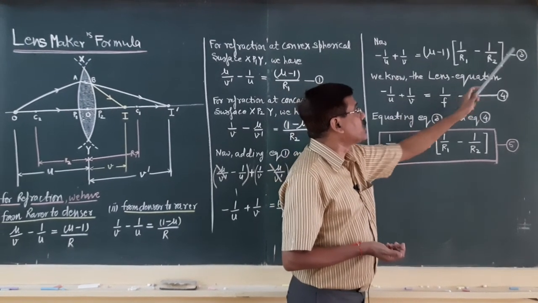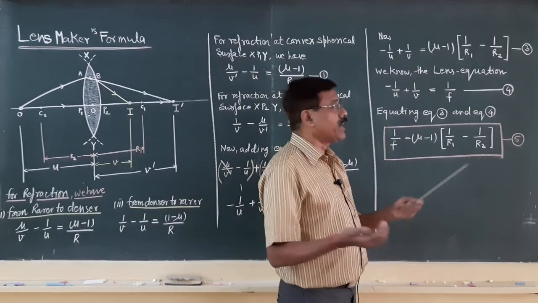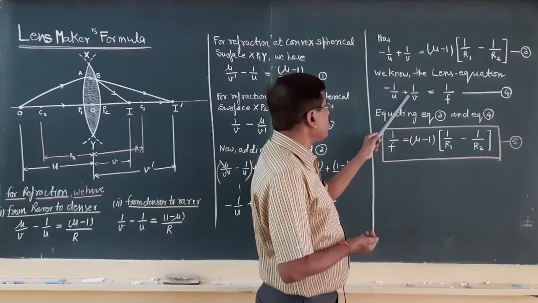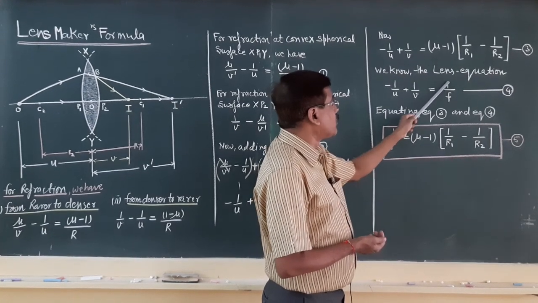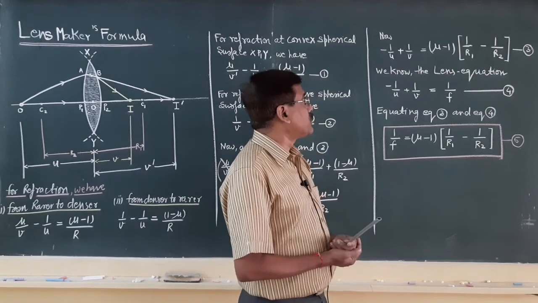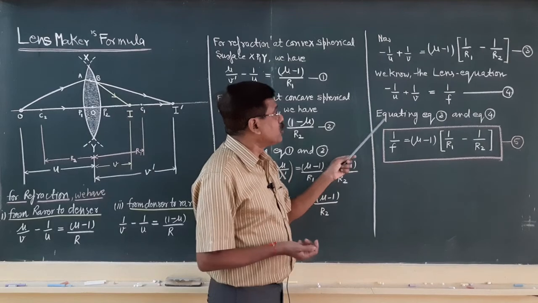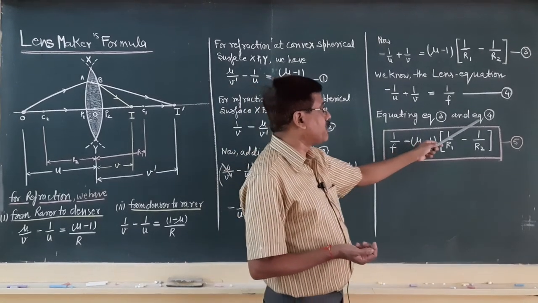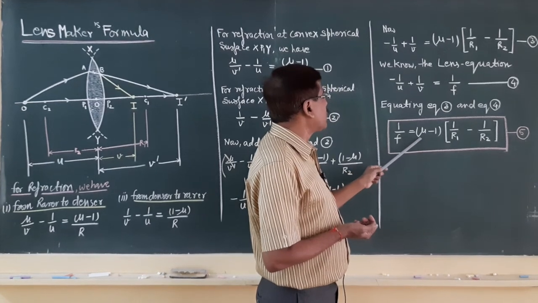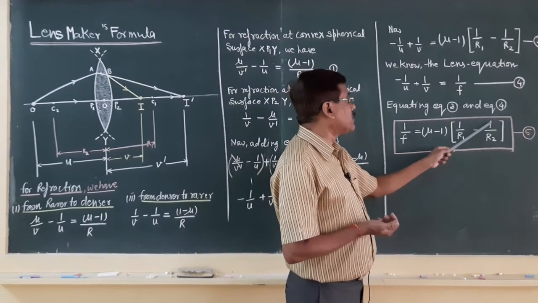Let this be equation 3, and already we know the lens equation, whether it is a convex or concave lens: minus 1 by U plus 1 by V is equal to 1 by F, equation 4. And very clearly we see the left sides of equations 3 and 4 are the same. So, we can equate equations 3 and 4, and when you equate, we have 1 by F is equal to mu minus 1 in bracket 1 by R1 minus 1 by R2.